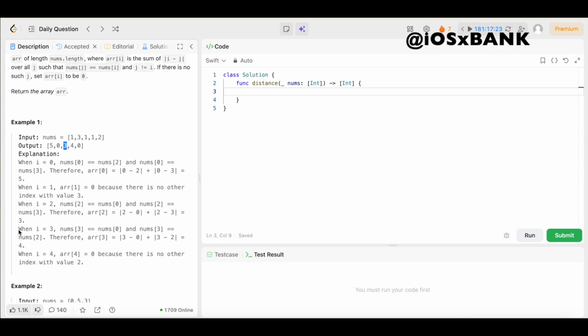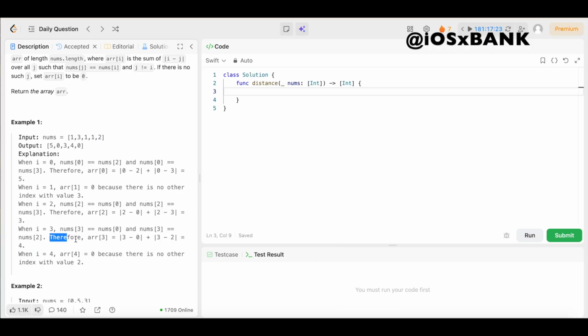Then we're going to look at when i is equal to 3. So i is equal to 3 right here. We already know that there's a 1 here and a 1 here. So let's go through it. So when i is equal to 3, right here, nums of 3 is also equal to nums of 0. So once again, this 1 is also equal to this 1. And nums of 3 is also equal to nums of 2. So this 1 is also equal to this 1.